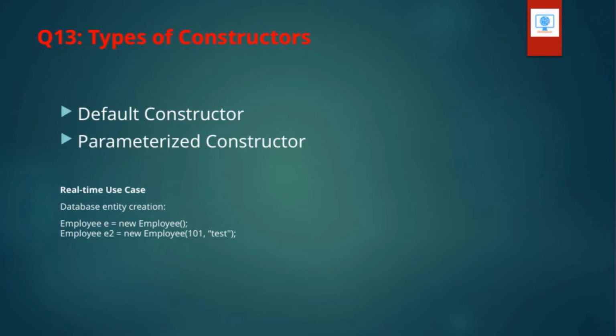First, we have the default constructor, which is a constructor that doesn't take any parameters. It's like creating an object with some default values. Then, there's the parameterized constructor, which allows us to set specific values at the time of creation, making the object more tailored to our needs.